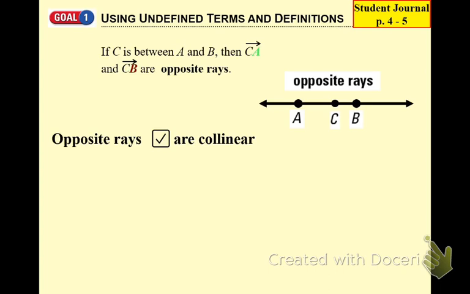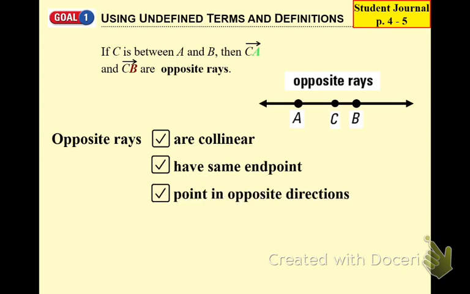Next reason, what did they have in common, CA and CB? They had something in particular in common. Yeah, the same starting point, same end point, whatever you want to call it. Same end point is what I have. And then what makes them opposite is that they go in opposite directions.